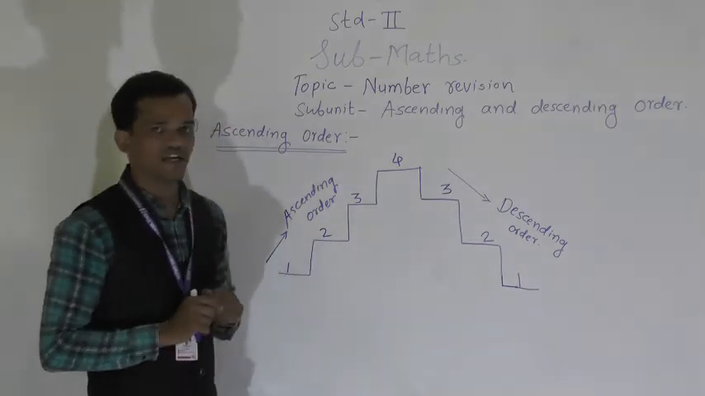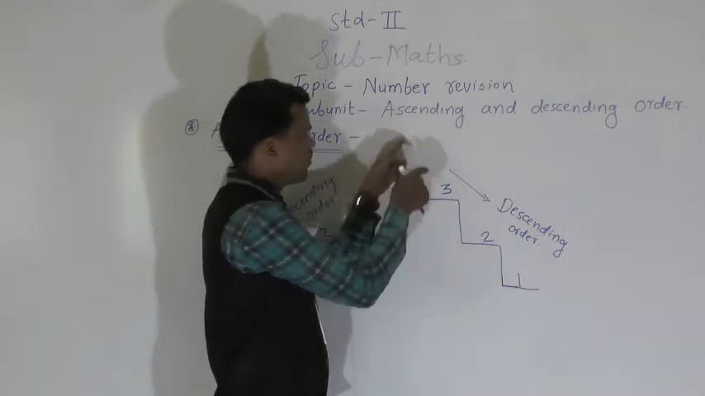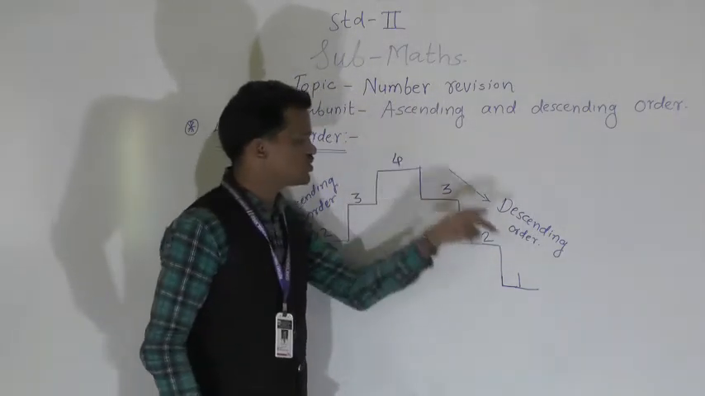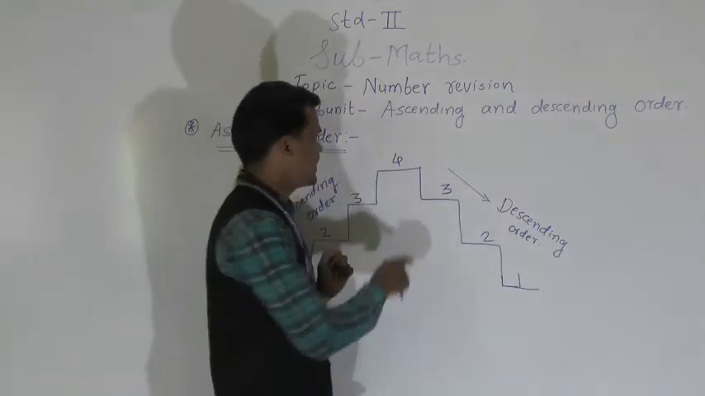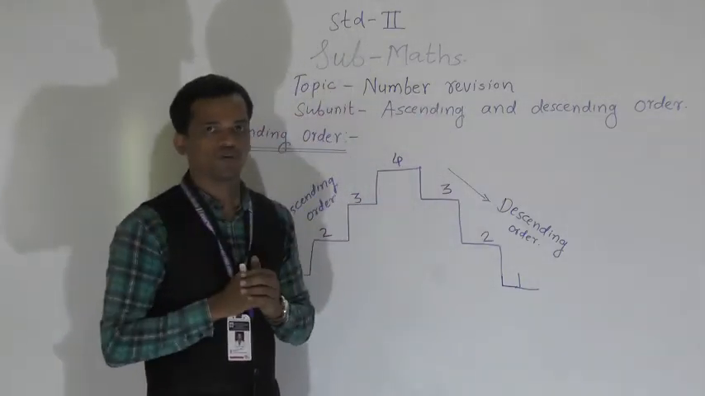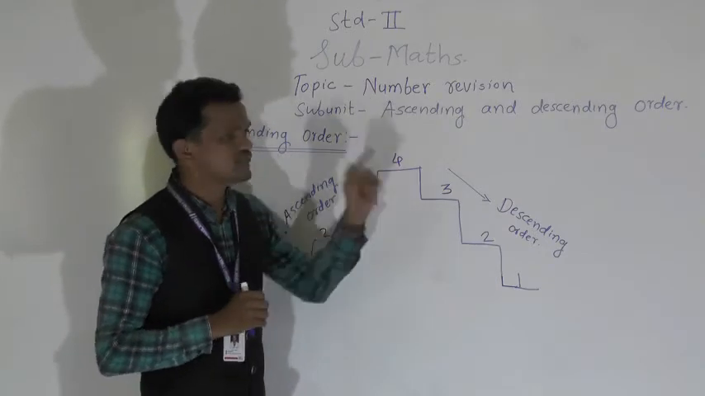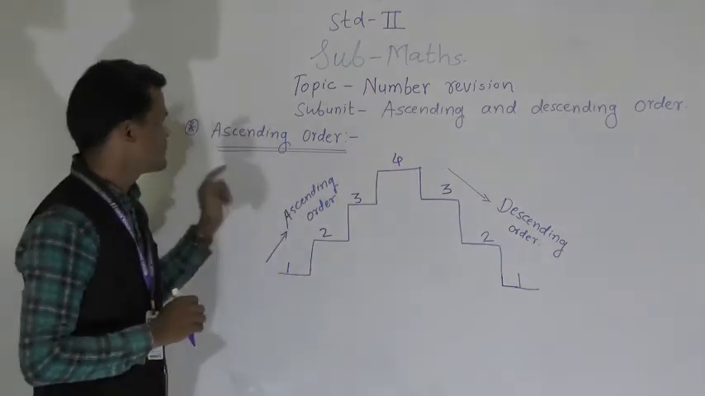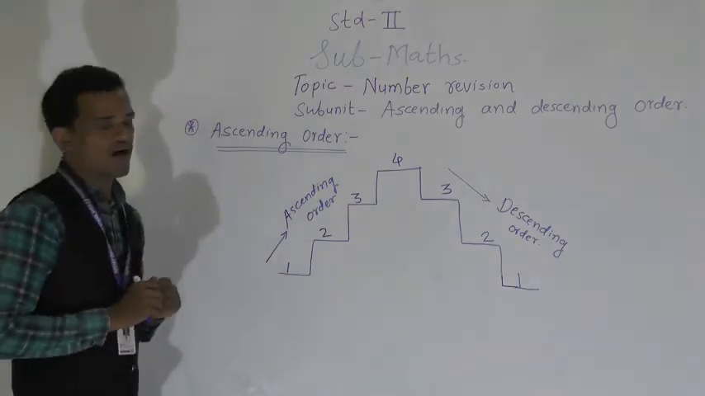And descending order: here we can see one boy is going down the staircase from four to one. So here we can see that the number is becoming lower. So this order is descending order. Now we will see some examples so you will understand.